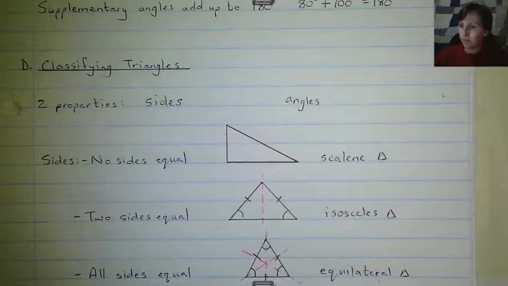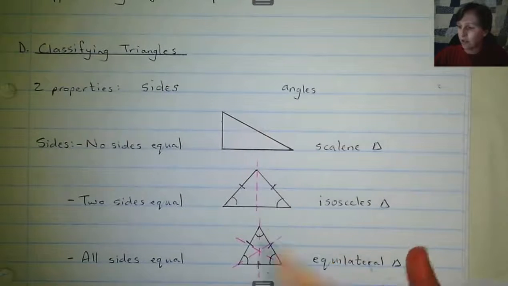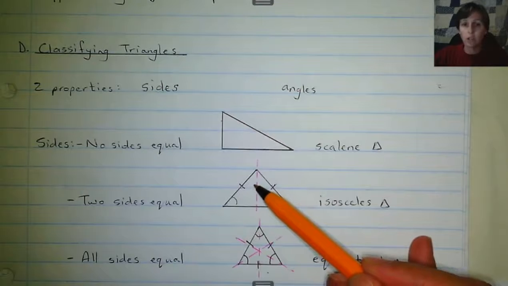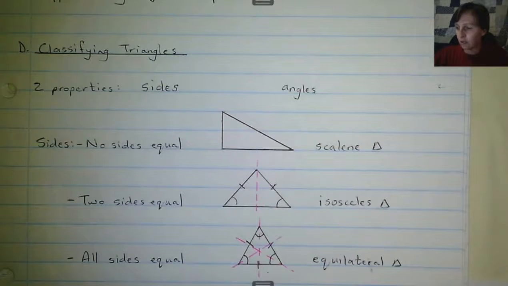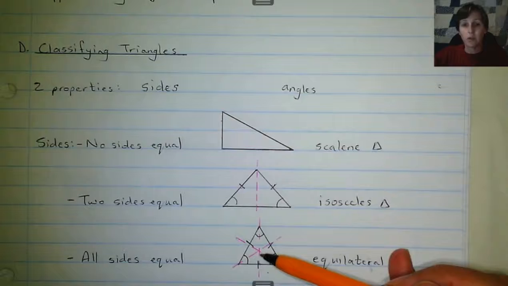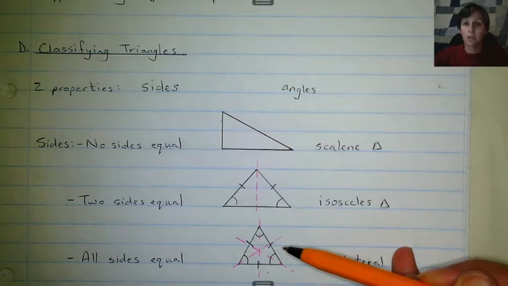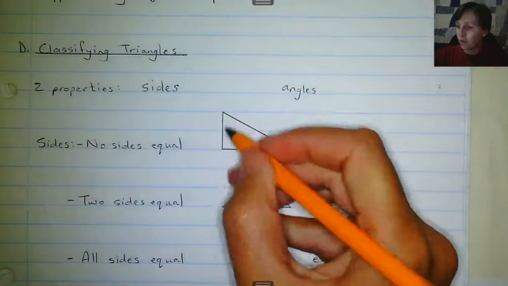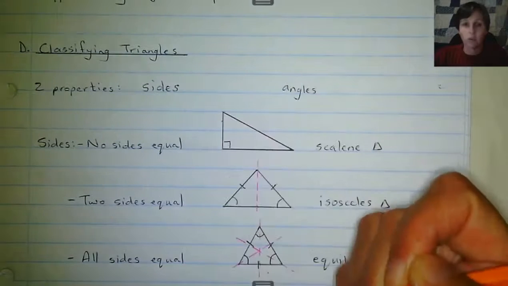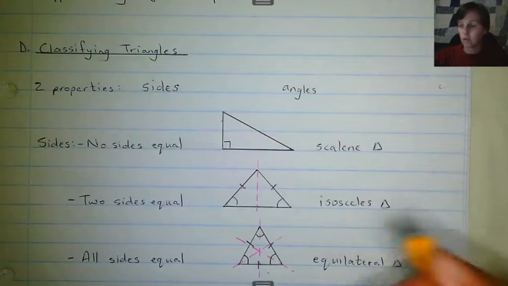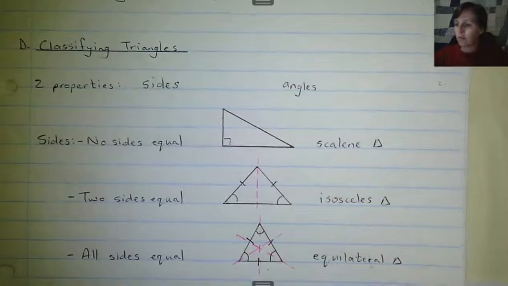If we look at this isosceles triangle over here, all the angles are acute, so this is an acute angled isosceles triangle. When it comes to an equilateral triangle, we know that all the angles are acute because they're all 60 degrees, so we don't actually have to write that. We can just say it's an equilateral triangle. If we have a look at this scalene triangle, it has a right angle, so it's a right angled scalene triangle.